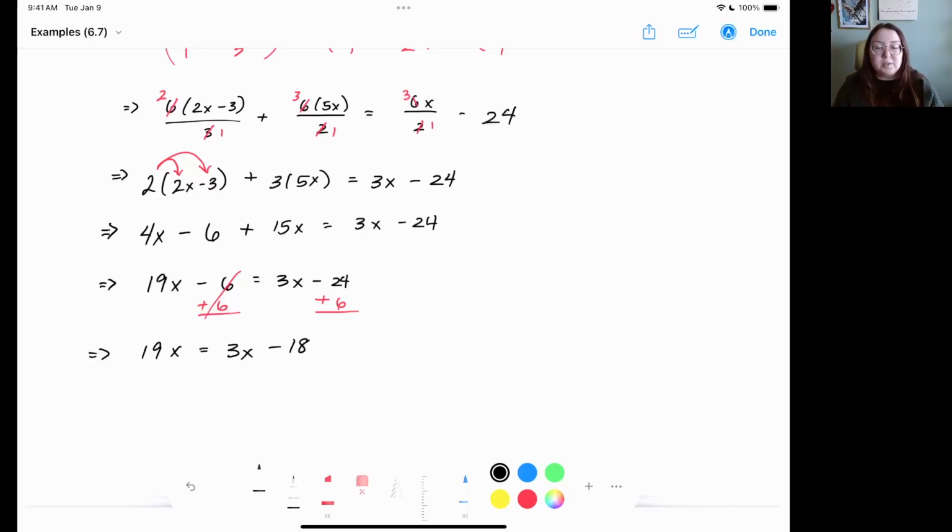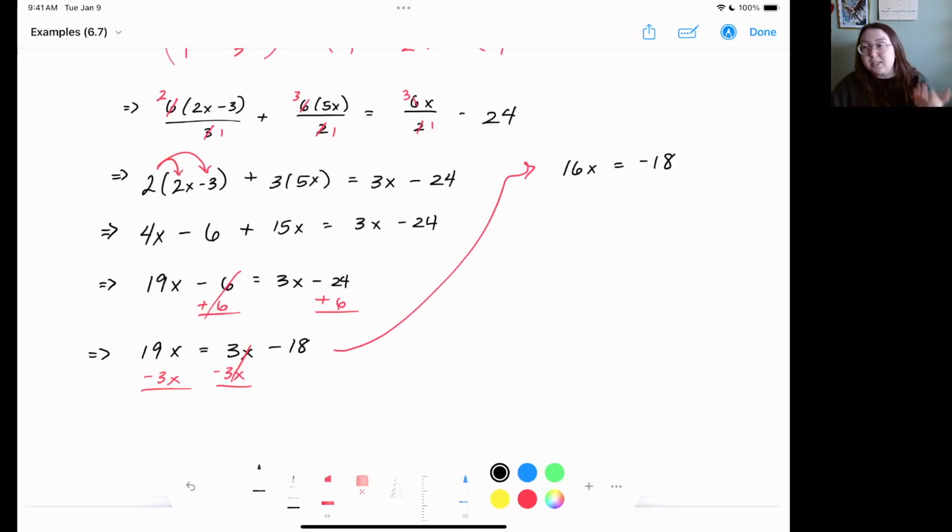And then we want to bring our x terms over all to the left. So we'll subtract 3x from both sides, canceling it there on the right. Then we're going to bring this up over here. So 19x minus 3x is 16x is equal to negative 18.